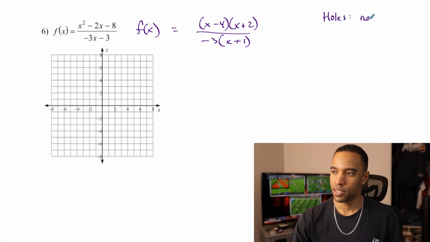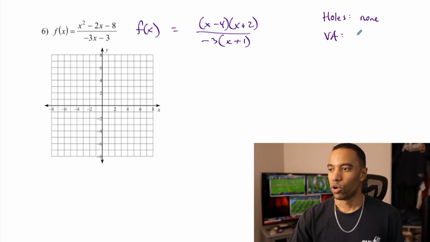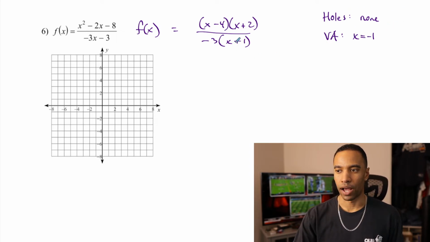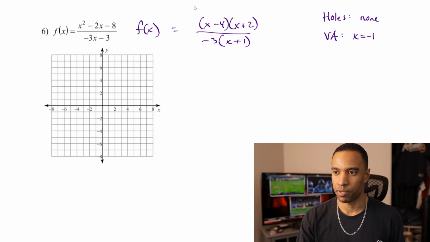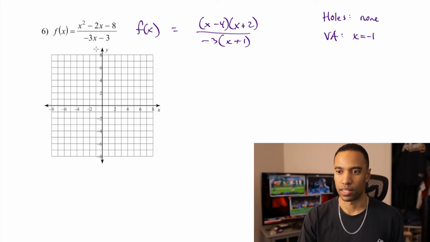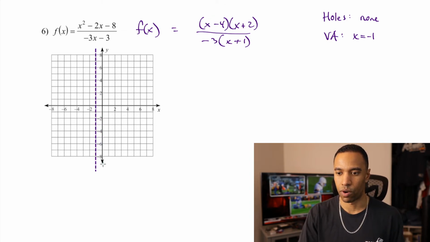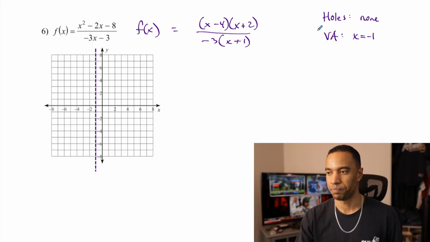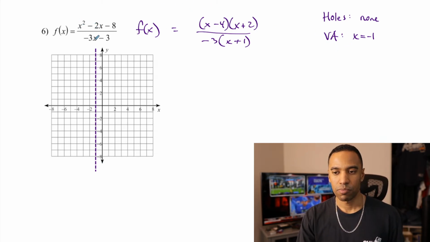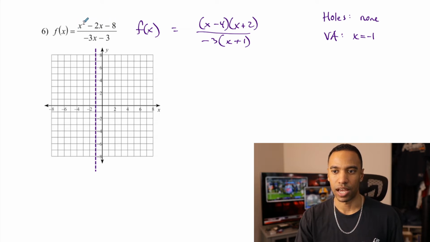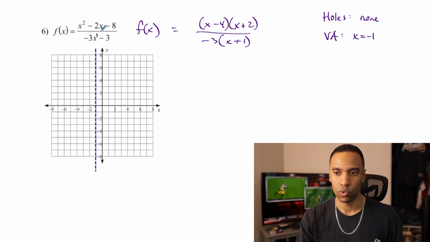Holes, there are none. Vertical asymptote: it will be at x equals -1. That's the one where we would be dividing by 0, and we don't want that. So that's going to be at x equals -1, our only domain restriction. Horizontal or oblique asymptote: we're going to have an oblique asymptote this time. We have a larger degree on top than we do on bottom.